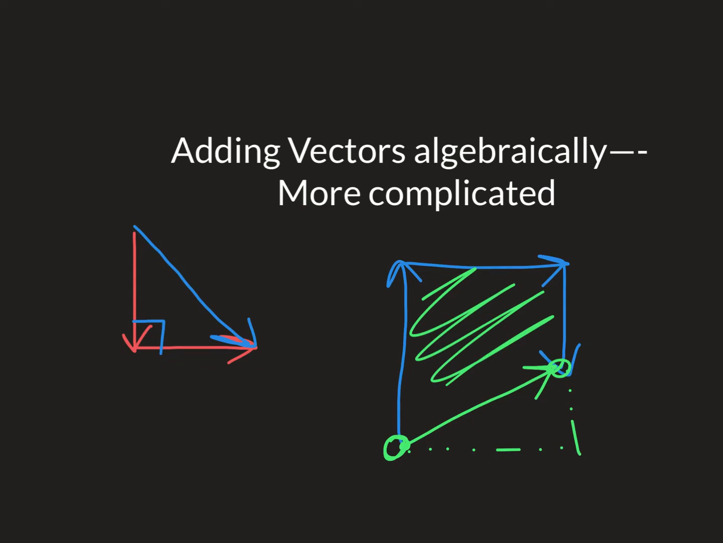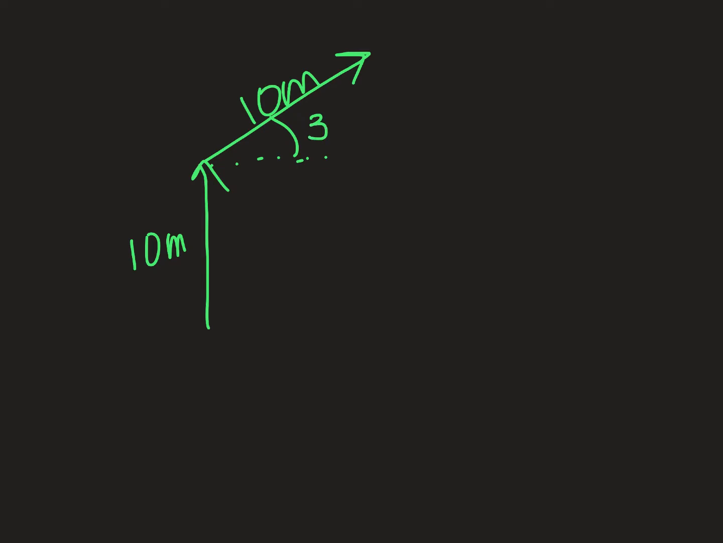So what we're going to do is we're going to take the parts of these, but we're going to do it even more complicated. Okay, so let's have 10 meters straight up. Let's have 10 meters at, okay, we always measure our angles from the horizontal, 30 degrees.